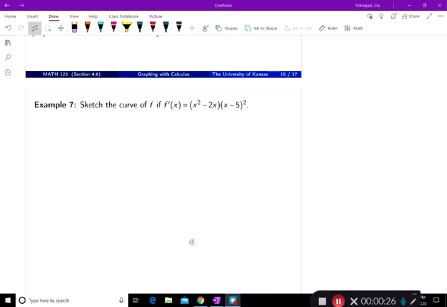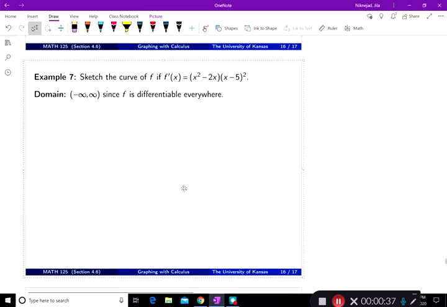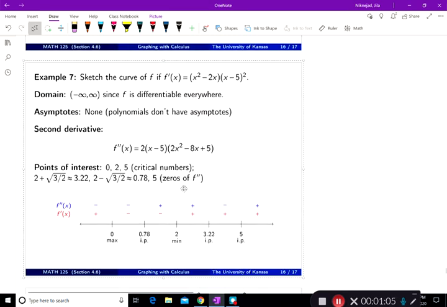But you can completely tell me the shape of the graph, and that's the beauty of the derivatives and second derivatives. The first derivative is given, and I need to use the second derivative to also find values. But let's begin with this. Domain is negative infinity to infinity because the function is differentiable everywhere, and the domain has to be continuous everywhere, and the asymptotes are none because we have a polynomial.